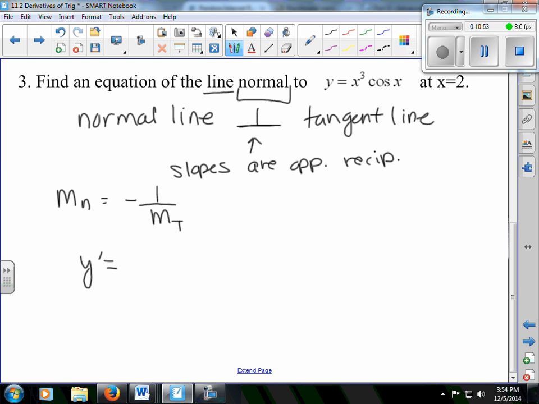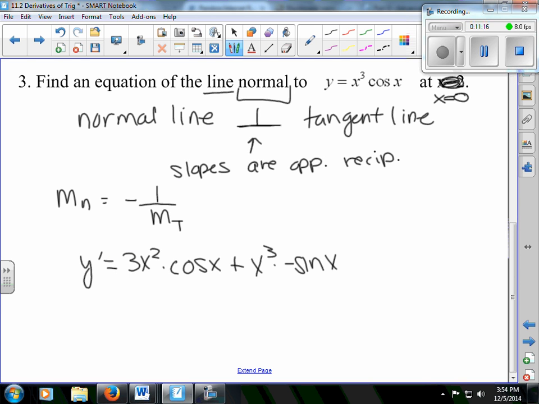So I'm going to find the derivative of y. That would be 3x squared times the cosine of x plus x cubed times the negative sine of x. Notice here I used the product rule. Okay, let's not do this at x equals 0, or at x equals 2. Let's do this at x equals 0.